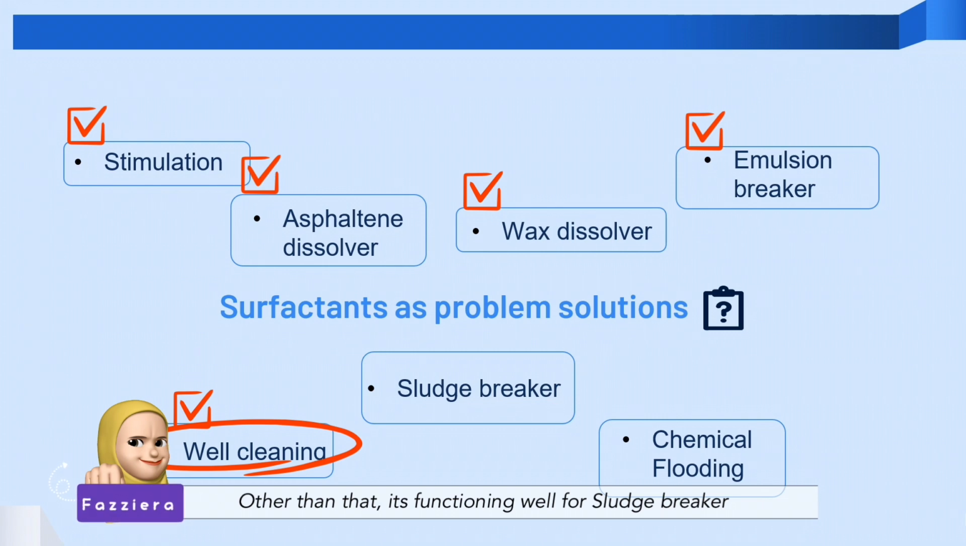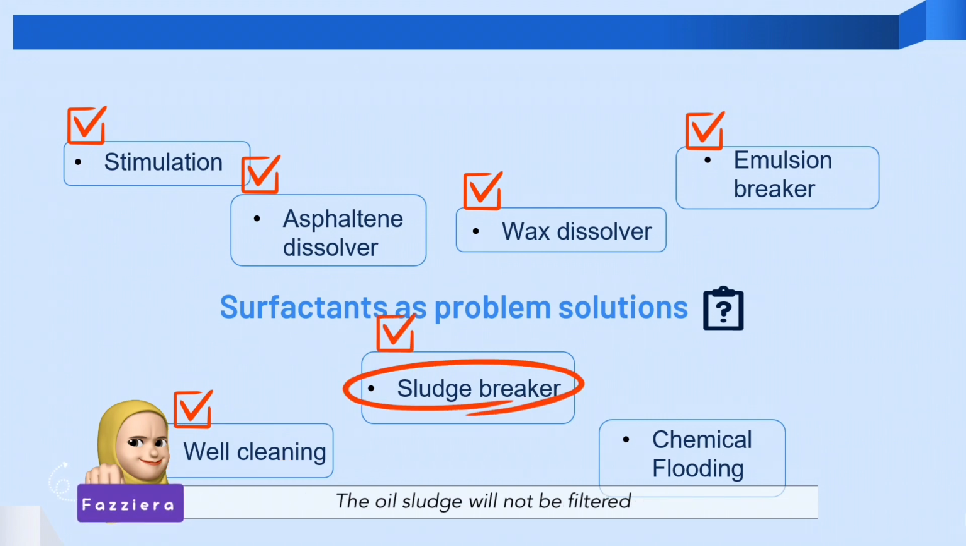Other than that, it is functioning well as a sludge breaker. The oil sludge will not be filtered because the solid content is too high, which causes clogging. By using surfactant, organic pollutant can be removed in a fast and cost-effective way. Surfactant characteristics enhance its removal of organic pollutant.